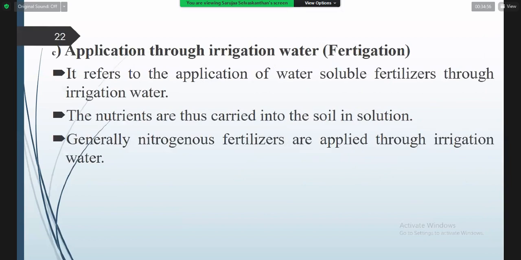Then application through the irrigation water is called fertigation. This one is also important. It refers to the application of water-soluble fertilizer through the irrigation water. The nutrients are carried into the soil in solution. Generally, nitrogenous fertilizers are applied through the irrigation water. This is called fertigation.